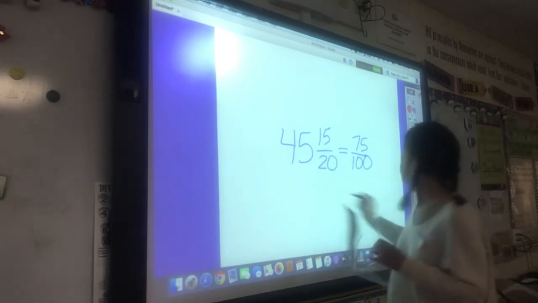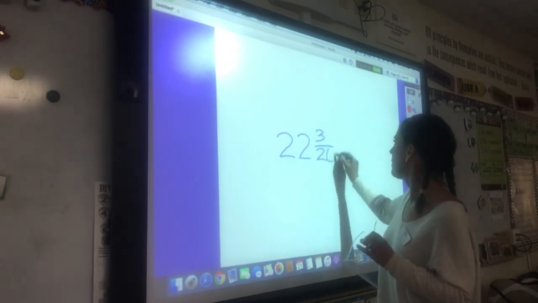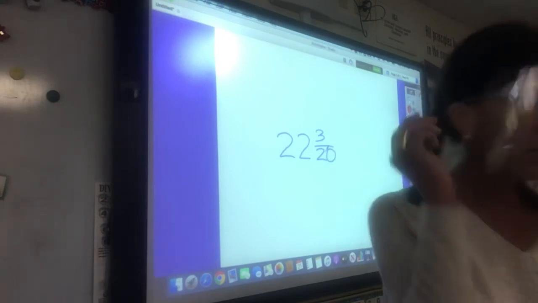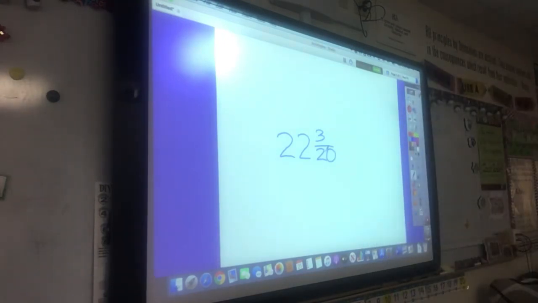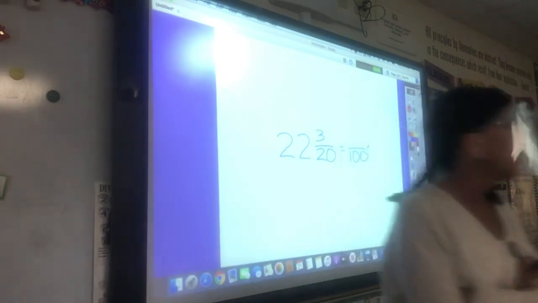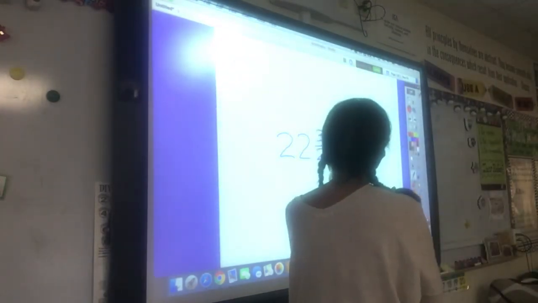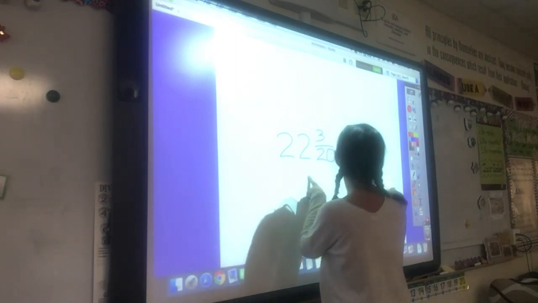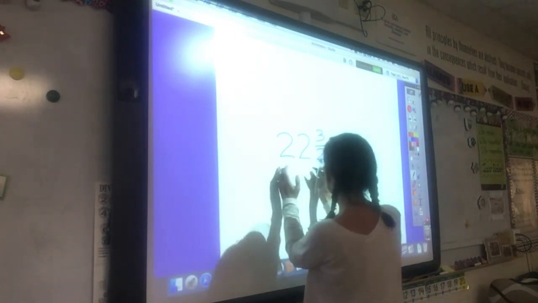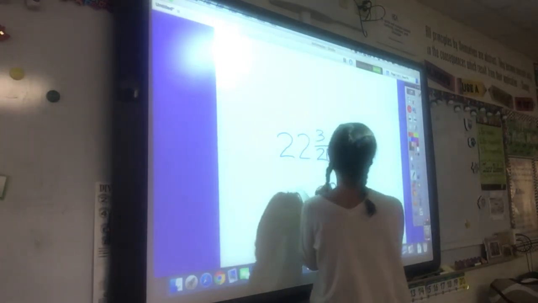Okay, so let's do 22 and 3/20ths. And we want to switch this to a decimal. So again, ignore the 22, get the back part, switch the 3/20ths to a decimal. And again, it's going to be easiest to go to 100. And then, what would our new number be? Maggie? 15. Yes, because this is times 5, times 5. So this is really 15/100ths. This is 22 and 15/100ths. Easy.